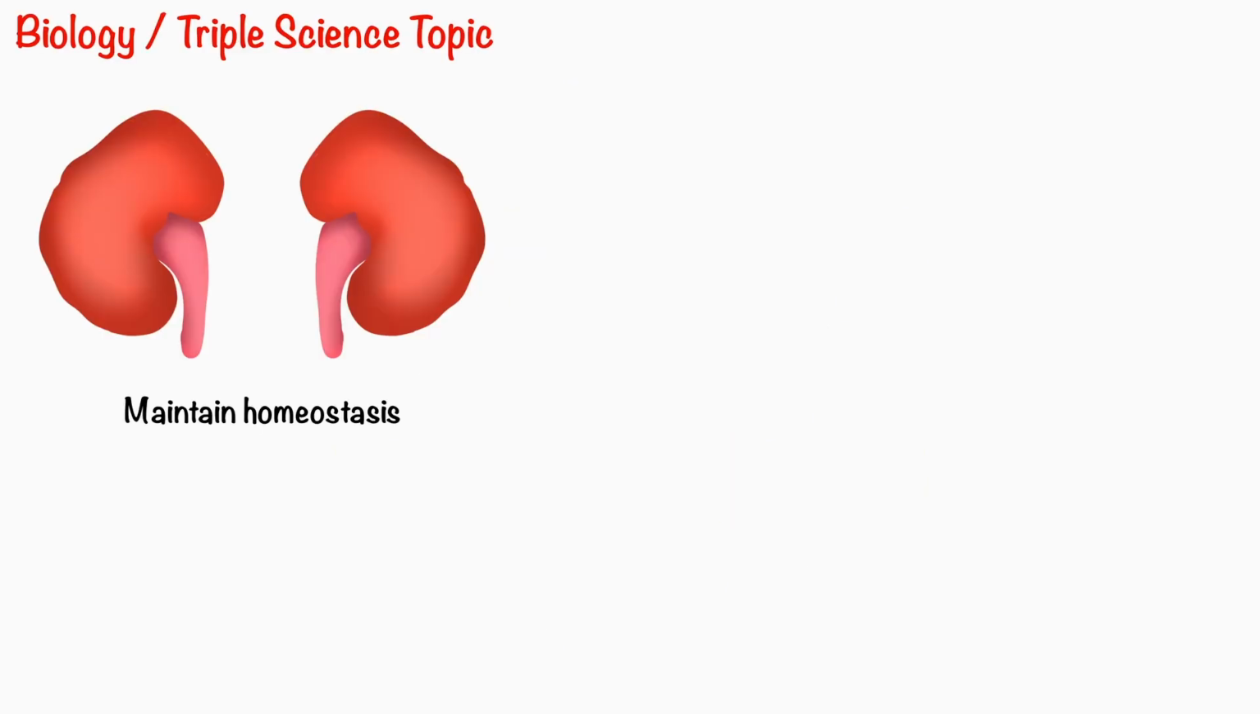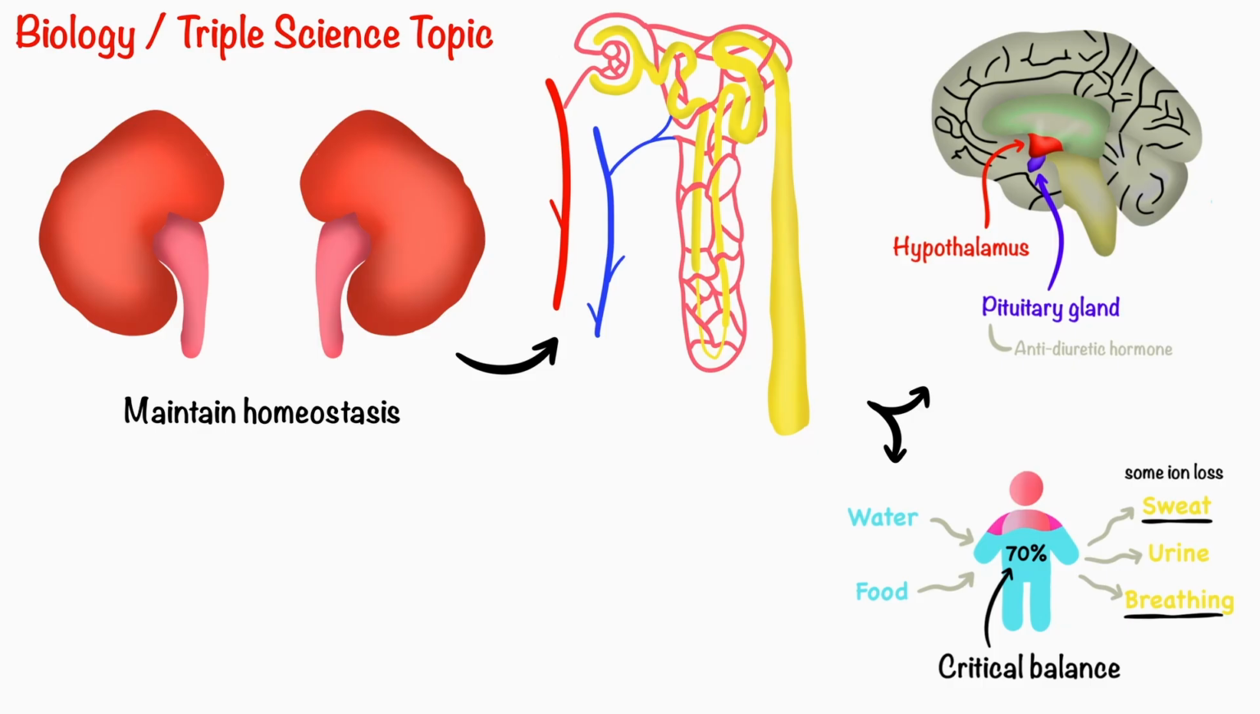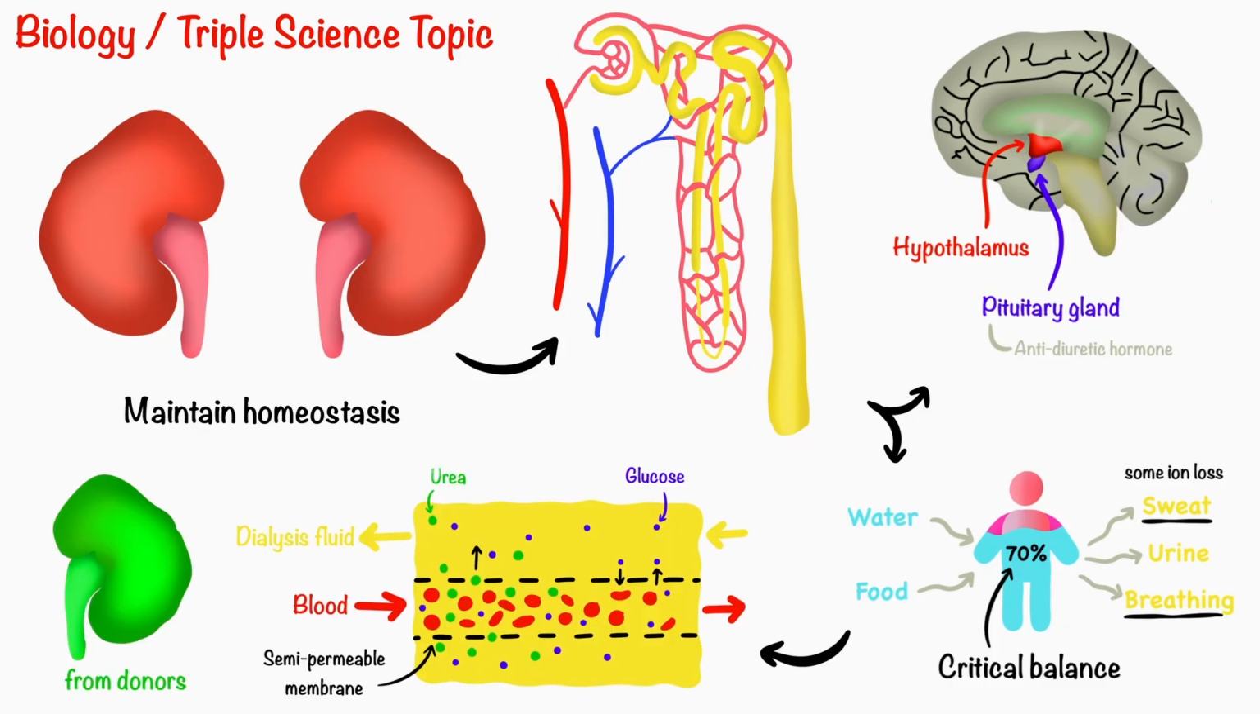Let's begin by going over exactly what we'll cover in this video. First, we'll examine the basic structure and function of the kidneys. Next, we'll look at how the kidneys filter blood and remove waste products. Then we'll explore how water balance is maintained through hormonal control. Finally, we'll investigate what happens when kidneys fail and the treatments available.